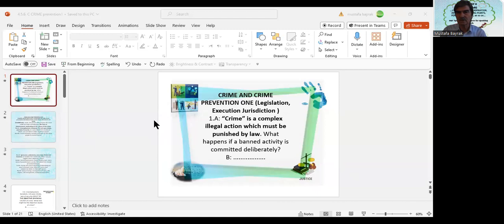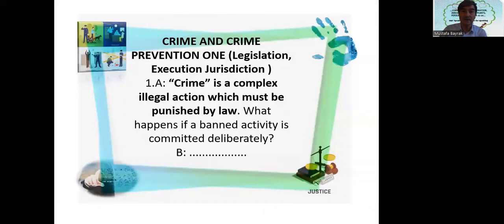Our topic today is a serious topic: crime and crime prevention, which has both individual, personal, and social aspects, of course. We are going to focus especially on subjective causes and objective causes of crime and crime prevention. Legislation, execution, and jurisdiction. These are legal expressions.